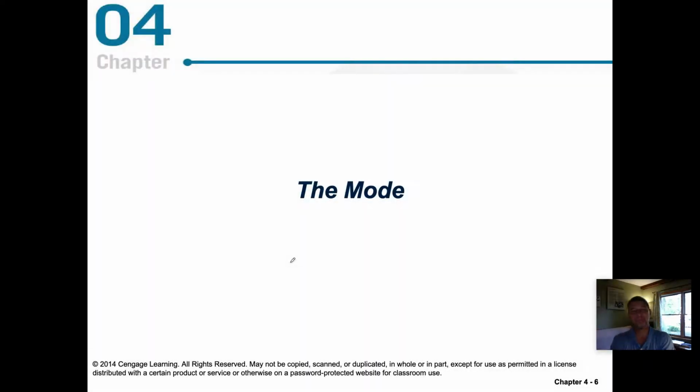So how many of you know what the mode of a data set is? We'll start with the one that's easiest to determine. The mode is simply the number, the score, I should say, that appears most frequently in a given set of data. So if you look at a data set and you notice that one score appears more frequently than any other score, that's the mode.